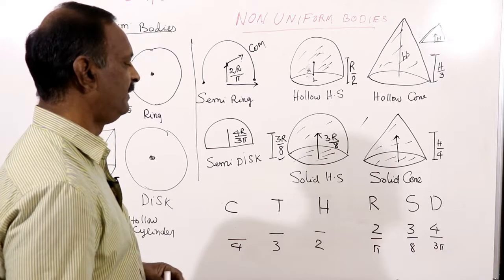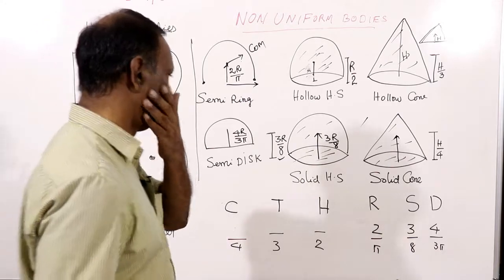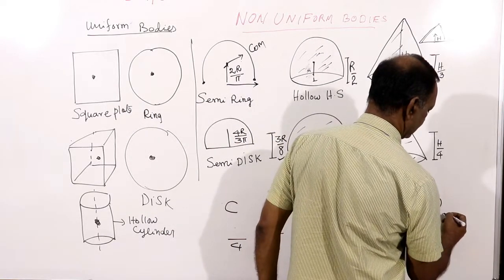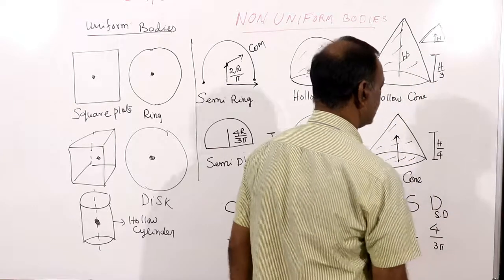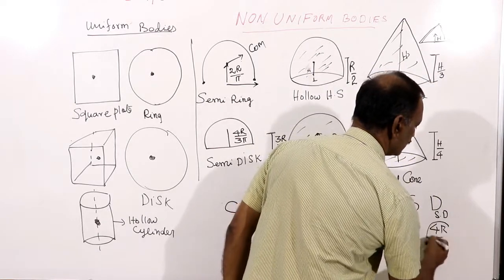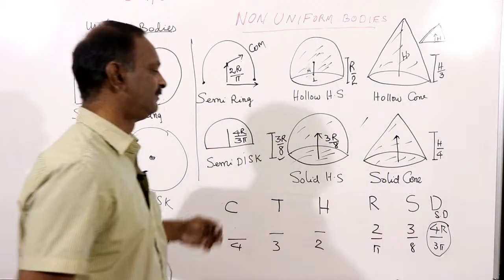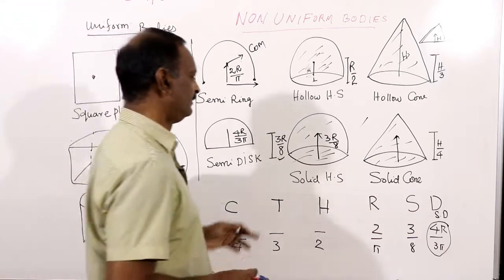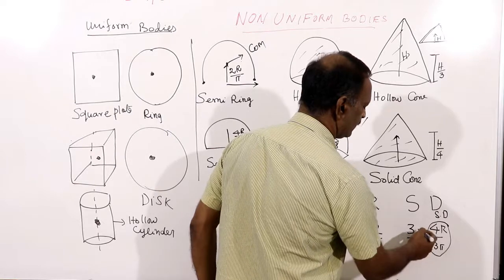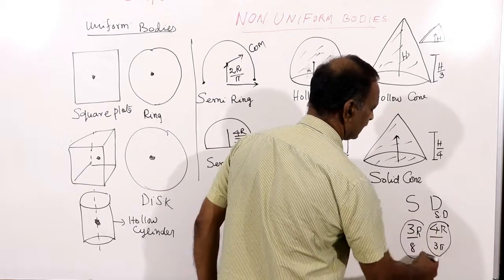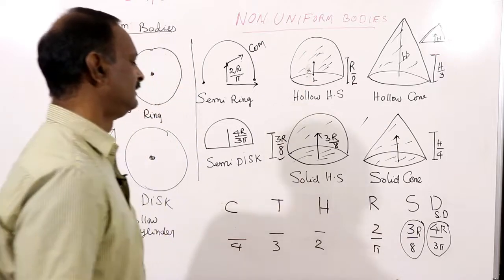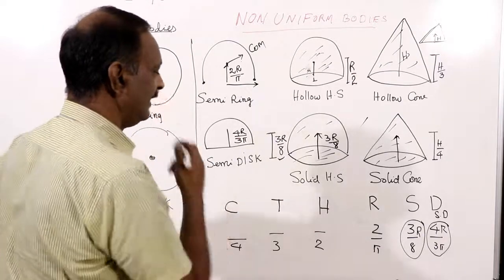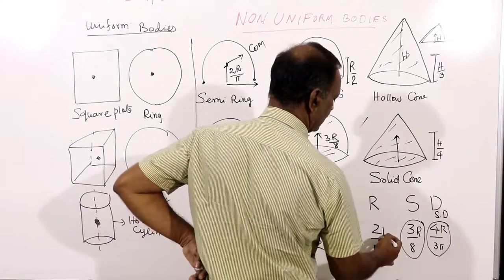So 4 by 3 pi, 4 by 3 pi, 4 by 3 pi, this is for the semi disk. Disk, as we saw, the R comes, the radius: 4r by 3 pi for the semi disk. Next is 3 by 8, which is for the solid hemisphere. For a cone, it is characterized by the radius. Then 2 by pi is for a ring. R stands for ring, in terms of the radius.